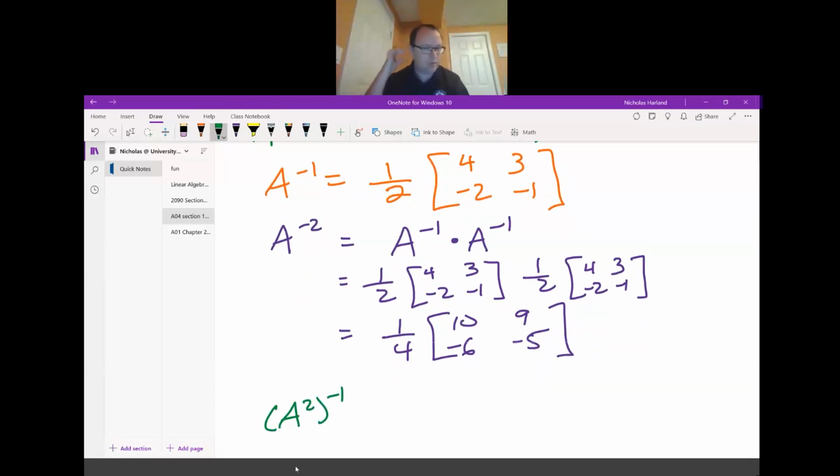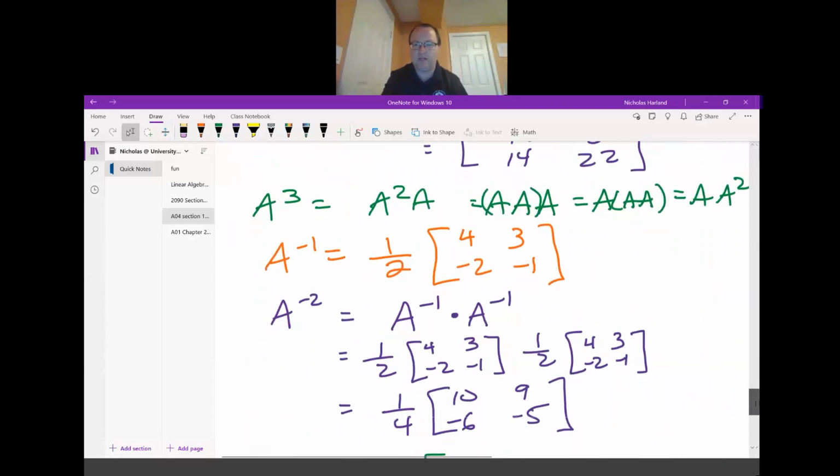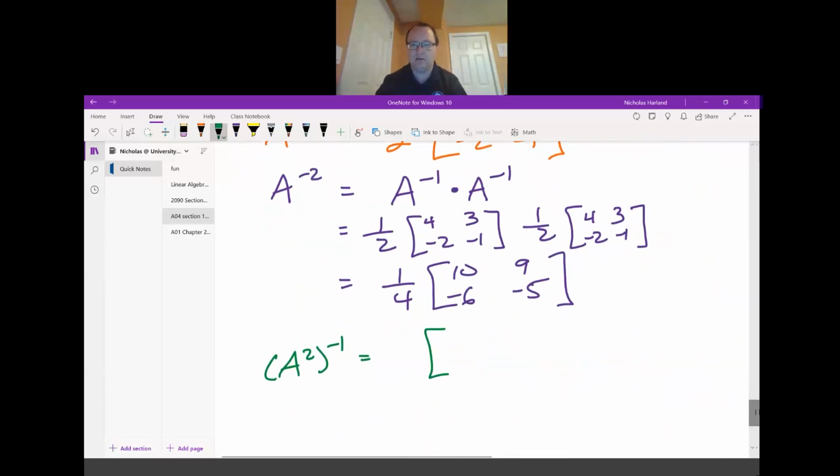Some people are saying square it and then take the inverse. So what happened when we squared it? I already forgot what our answer was. Negative 5, negative 9. 6 and 10.